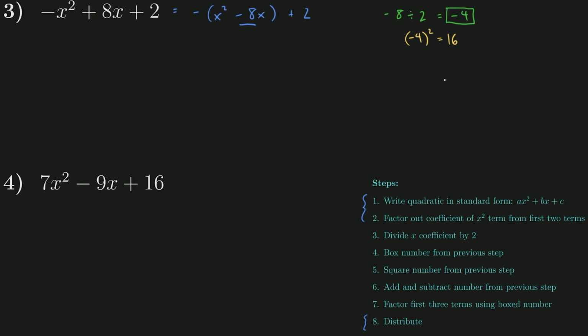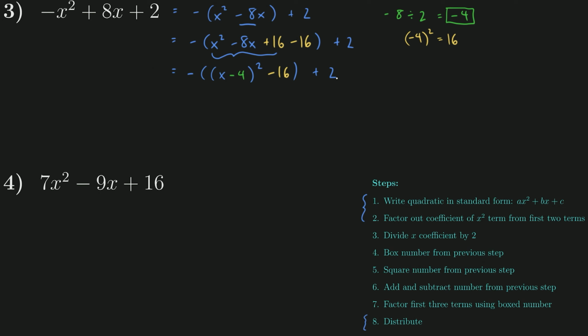The only difference here is the adding and subtracting is going to happen inside the parentheses. So we're going to write negative x squared minus 8x plus 16 minus 16, and all of that is in the parentheses. Then we have the plus 2. Step 7 will be to factor these three terms, but again, that's going to happen inside the parentheses. Negative x, and then we use the number in the box, minus 4 squared minus 16, close parentheses, plus 2.